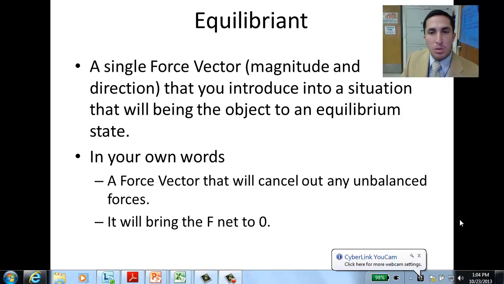So if an object is moving, what vector, in what direction, how big must it be and in what direction must it be in to bring this object to a stop? Also, if it is moving and there are any unbalanced forces on it, what vector can you put in to cancel out any unbalanced forces acting on the object? Just what will bring the net force of the object to zero.